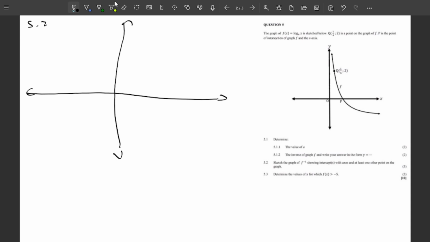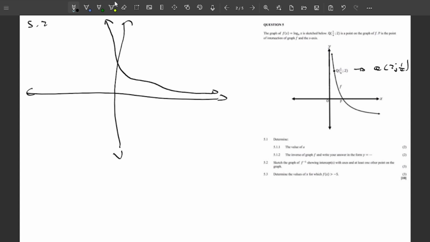And then to sketch it, basically you just need 1 point. You know that these 2 points are going to interchange, so this one is going to be 2 and 1 over 4 in the inverse function. So maybe it's around here, but then it's going to be like this. Right, so this is our function.